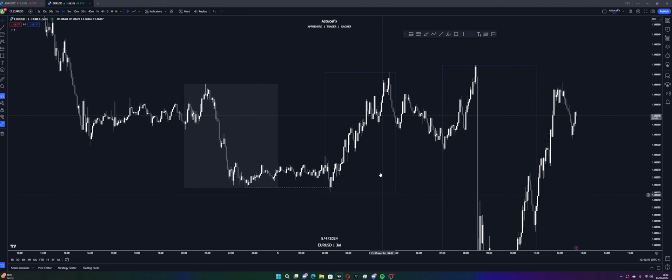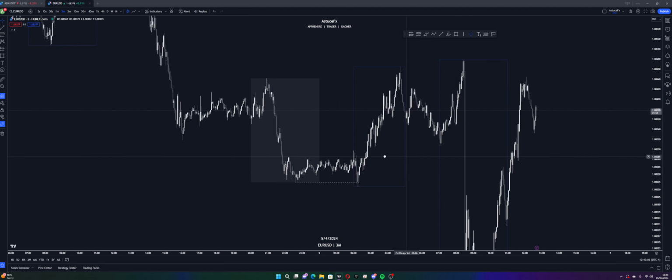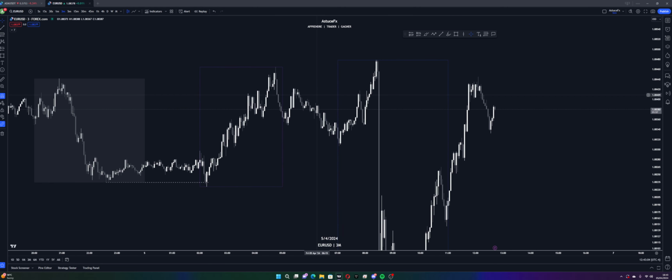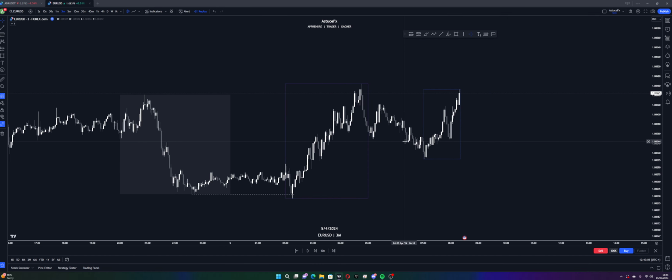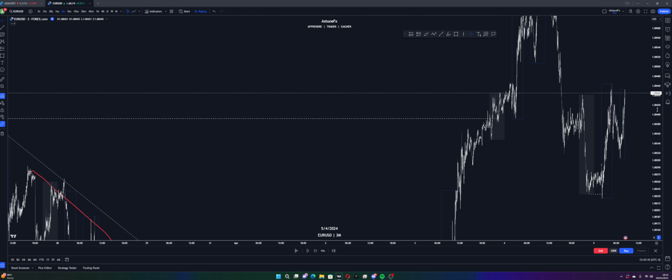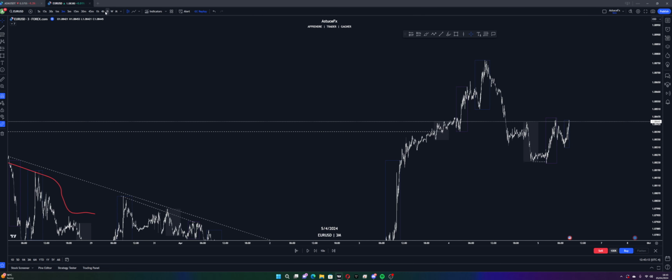So now this is for London. Now let's look at New York. So we had NFP, so I'm going to replay price somewhere here. I think that's where I was looking for my entry. I'm going to replay price here, and then I will try to expand on the higher time frame.